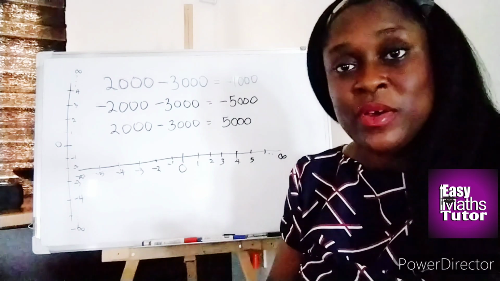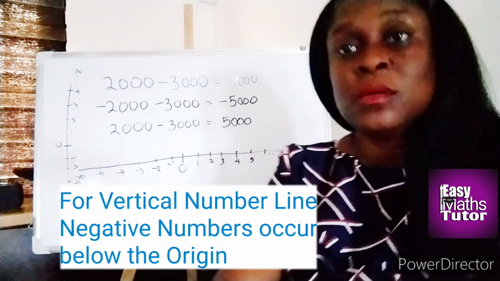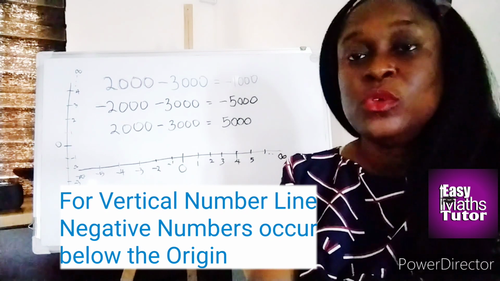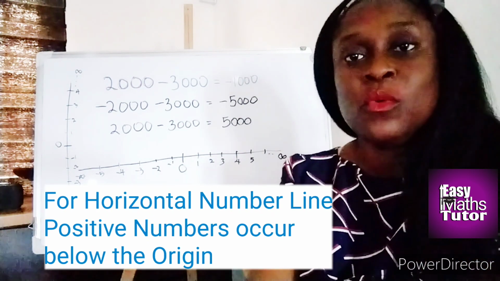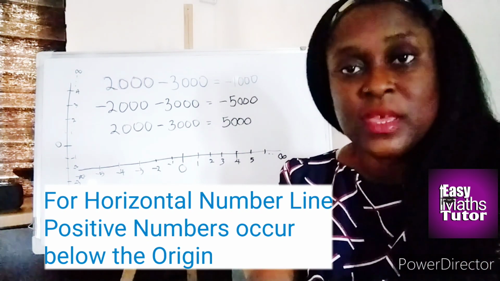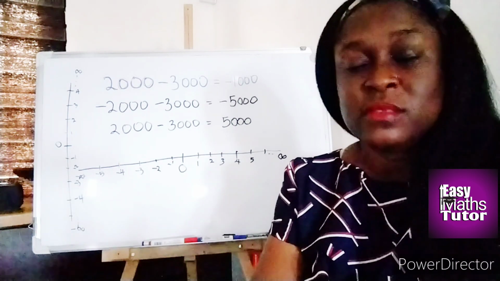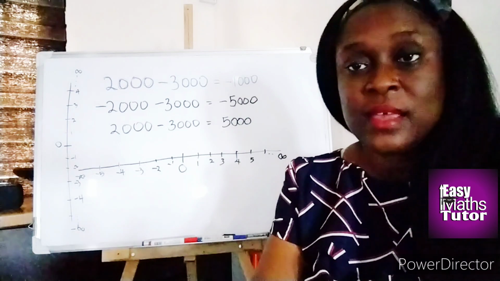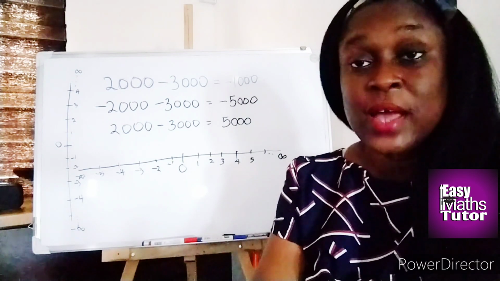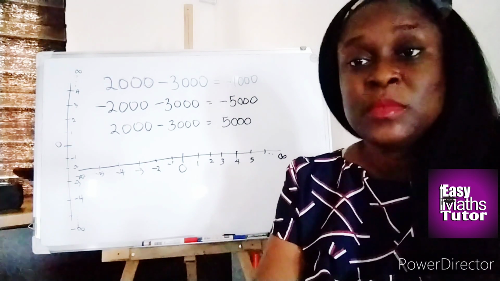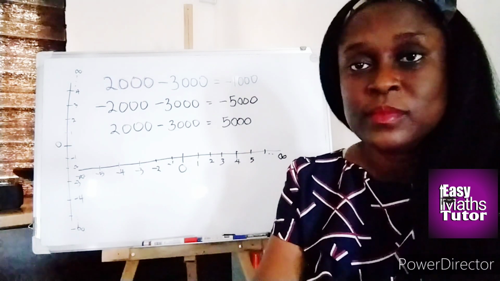So remember, if you want to know how to use the number line to calculate negative and positive numbers, go to my previous video and watch it. I described and explained everything. So that's how to calculate positive and negative numbers. If you're adding them, that's how you add them. If you're subtracting them, that's how you subtract them.